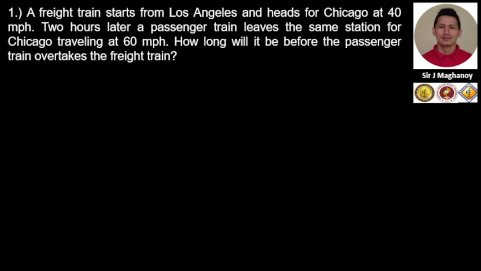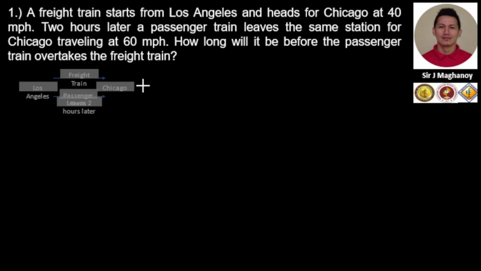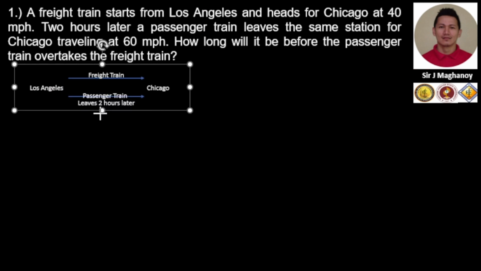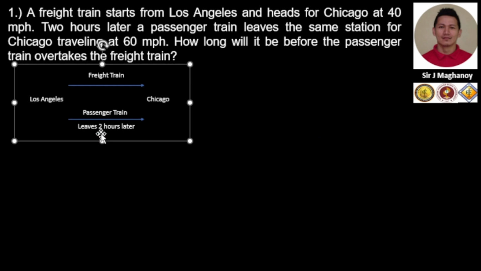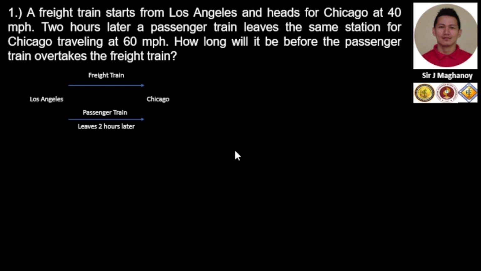Okay, so our first step is to visualize the movement of our object, or of the train. In this case, we have two moving objects, the freight train and the passenger train. So let's try to visualize and understand the movement, because in understanding the movement of our object, we can easily compose our equation or our unknown.